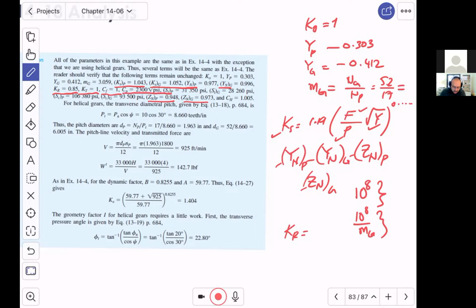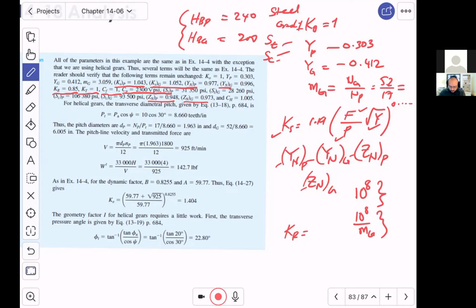Also, since the Brinell hardness for the pinion is the same as before, 240, and the Brinell hardness for the gear is 200, and I am still using steel grade 1, then St and Sc are also the same. So what is different then? Well, let's dive into it.